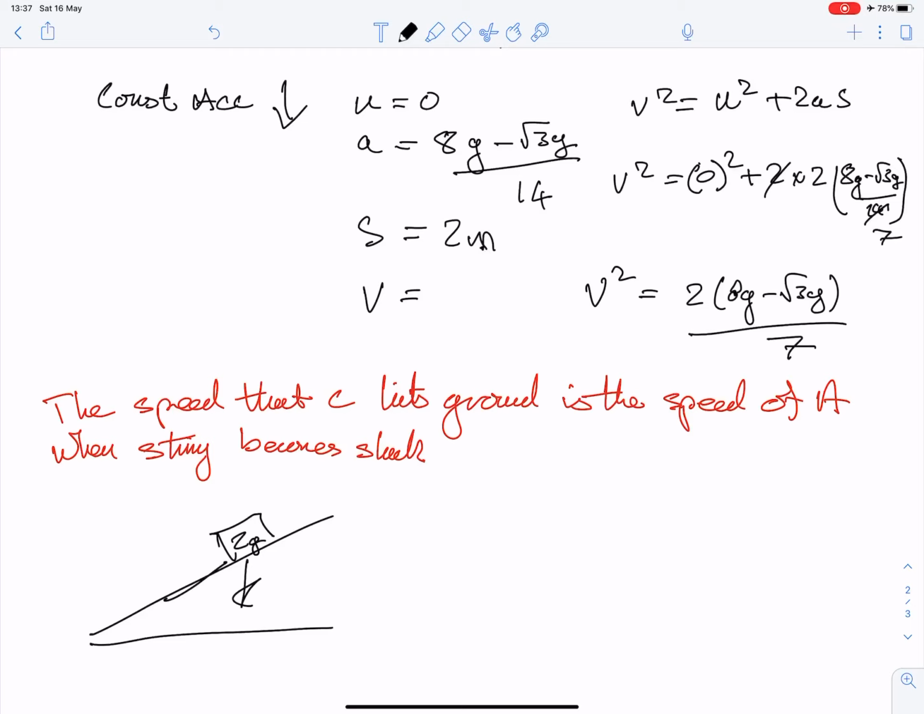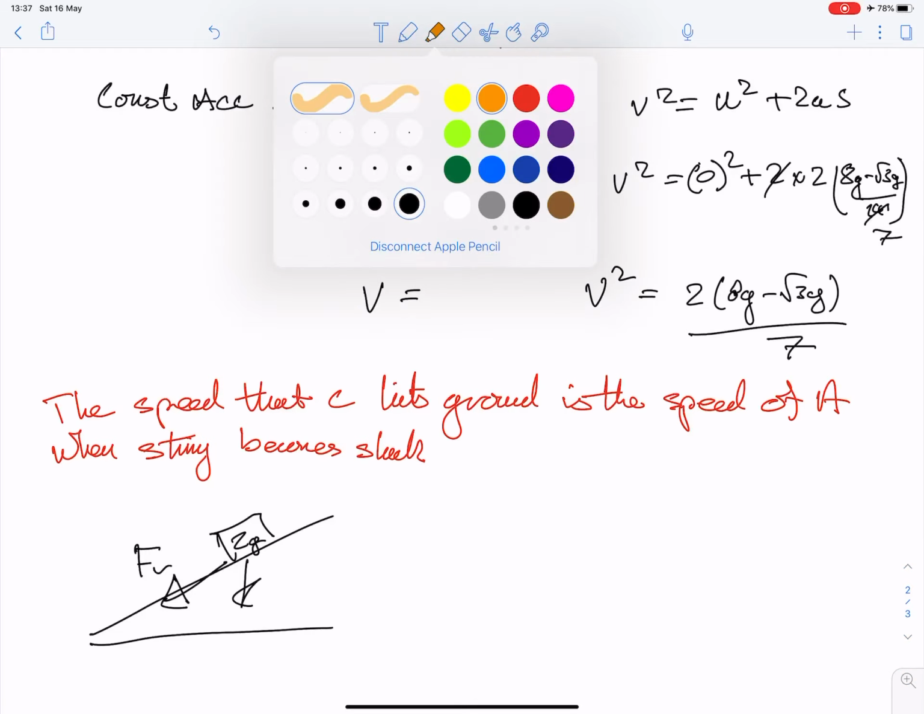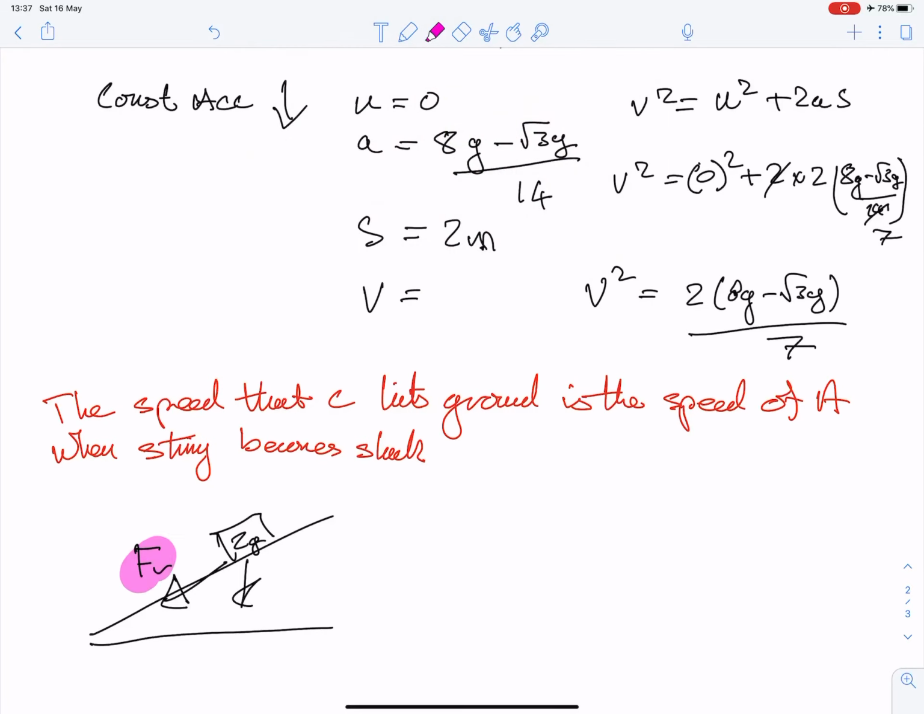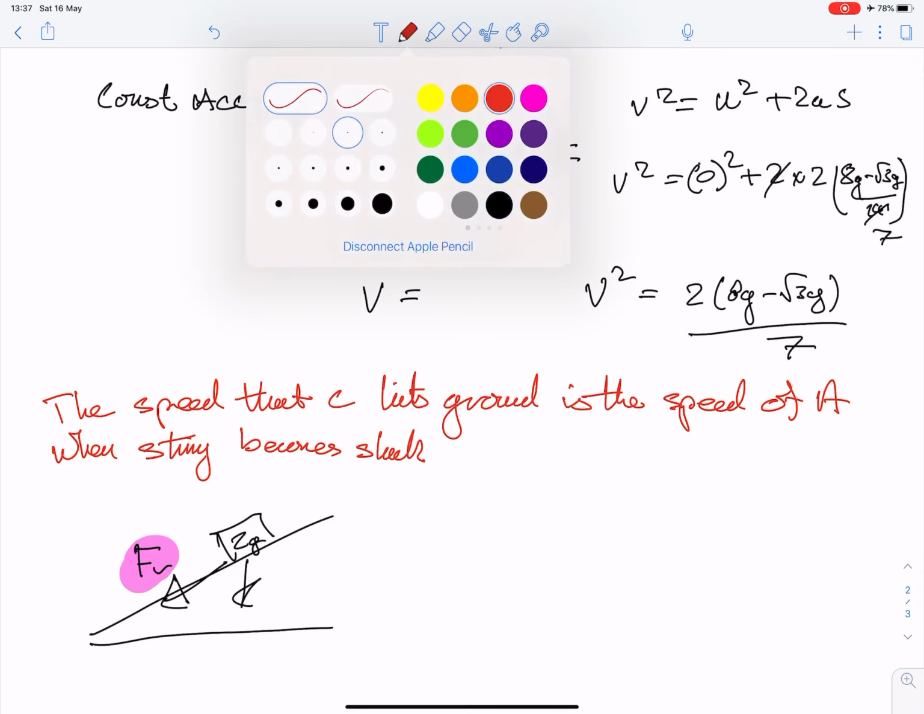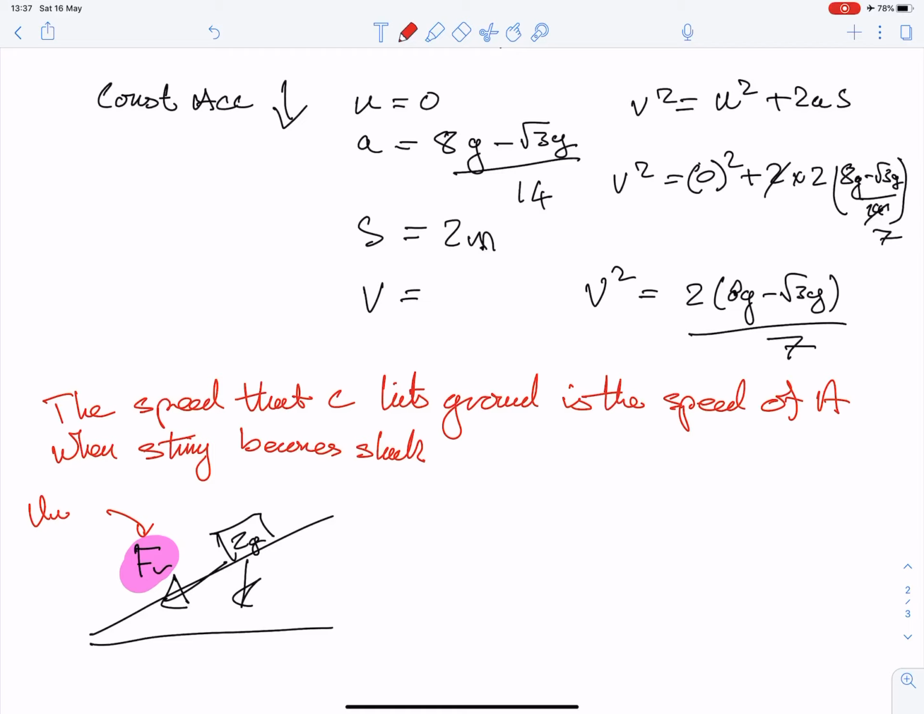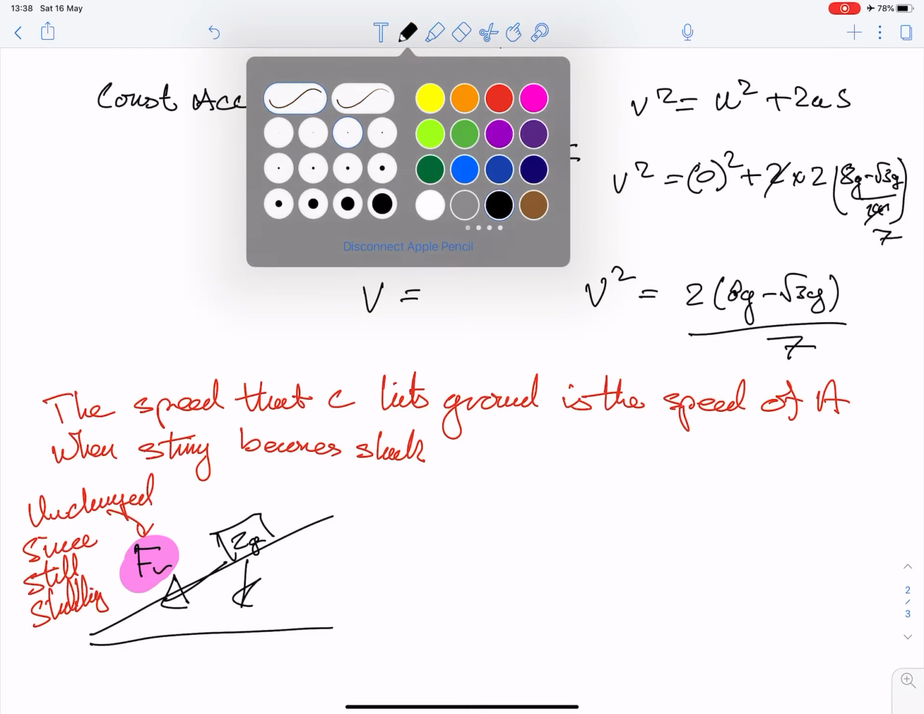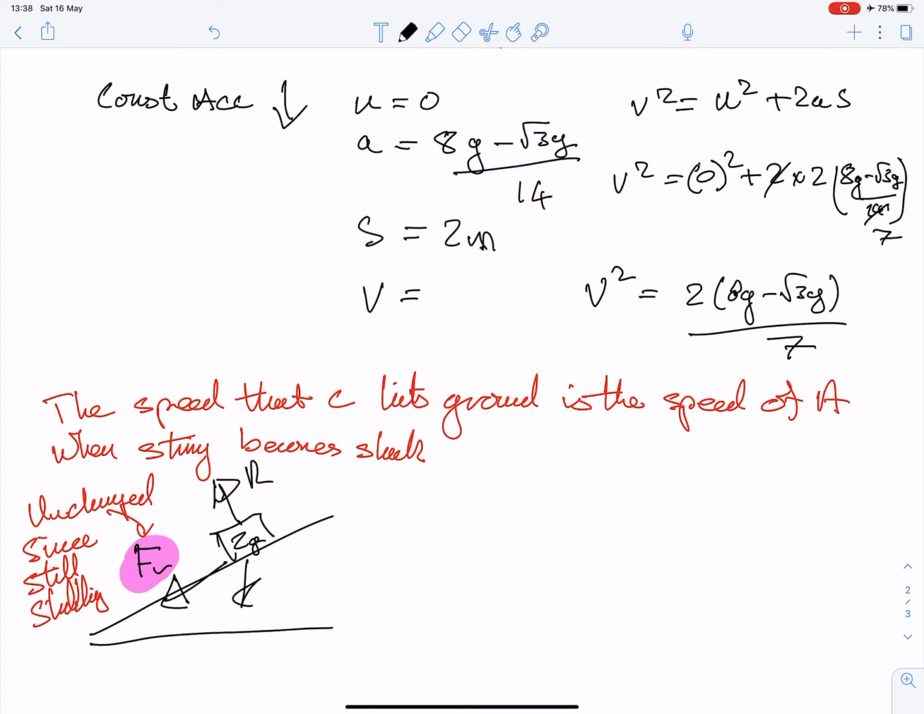Okay, now the third phase. We've now got the speed of C when it hits the ground, and we've got to know the speed of C that hits the ground is the speed of A when the string becomes slack.